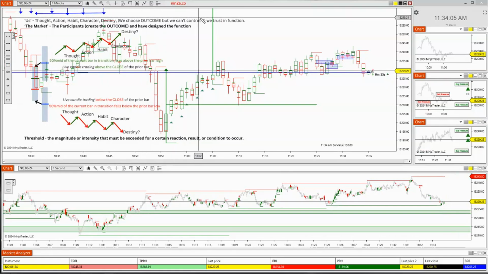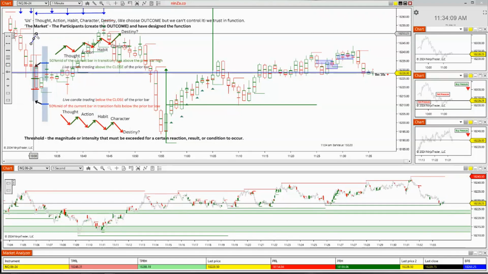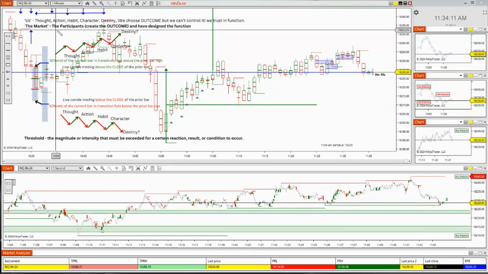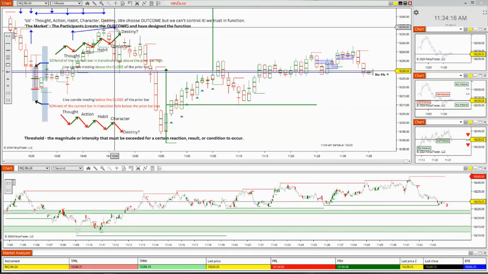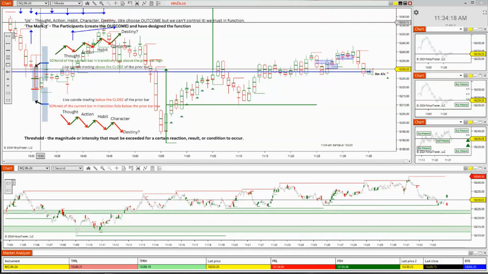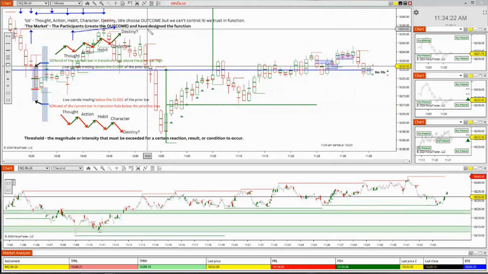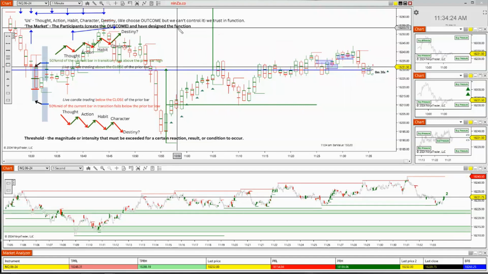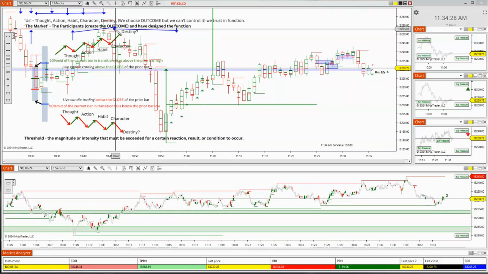We choose outcome, but we can't control it. We trust in the function of it. The market is a sophisticated model of who we are. The participants, they create the outcome, all right? We choose because we have it in mind, but they can create. So every price level, they can create what they want. And then they have absolutely designed the function to ensure that that outcome will happen.